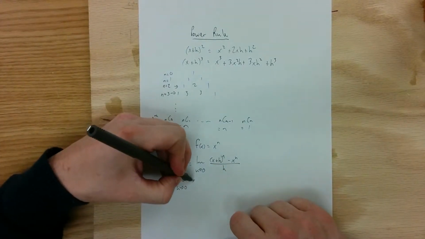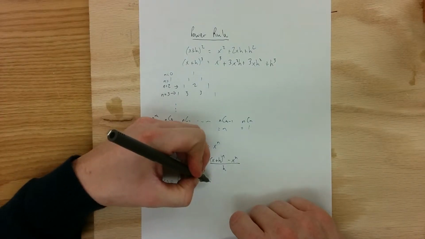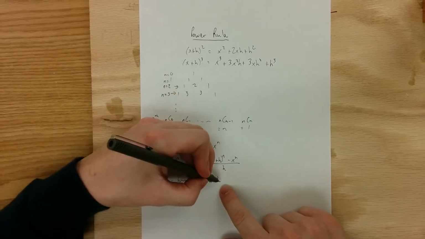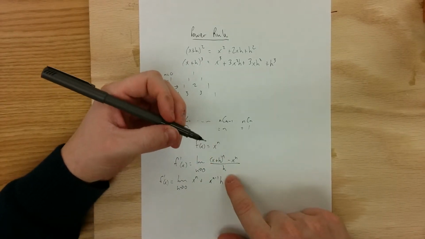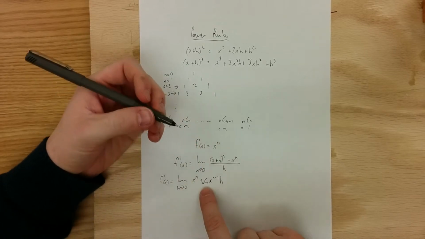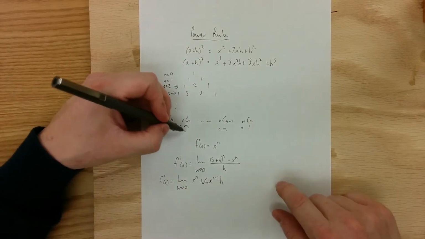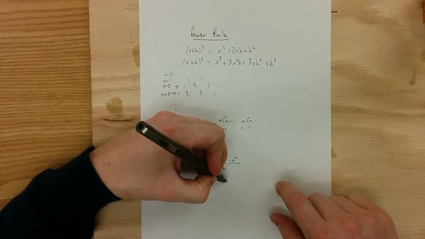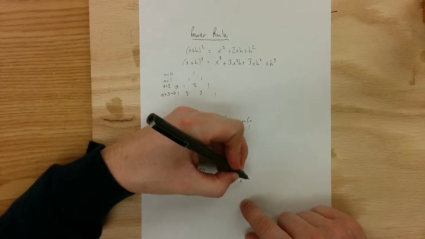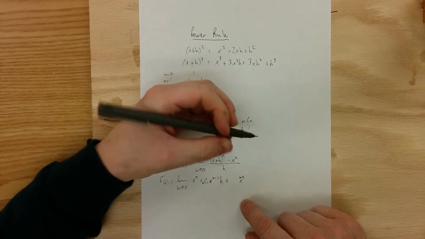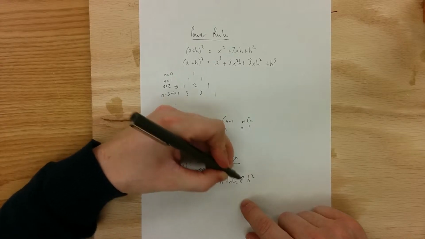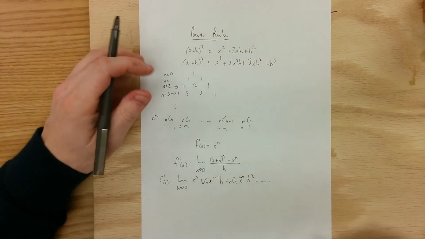The first term is going to be x to the n. The second term is going to have an x to the n minus 1. We're going to increase the exponent on h by 1, and we're going to have a coefficient in here of n choose 1. In the next line, I'll clean that up and make it equal to n. But in the next term, we're going to have an x to the n minus 2, an h squared, and over here an n choose 2. Now this is going to continue all the way down.